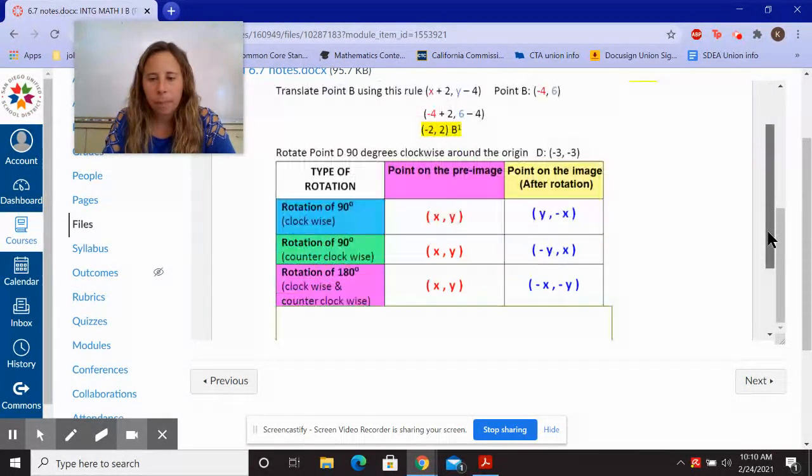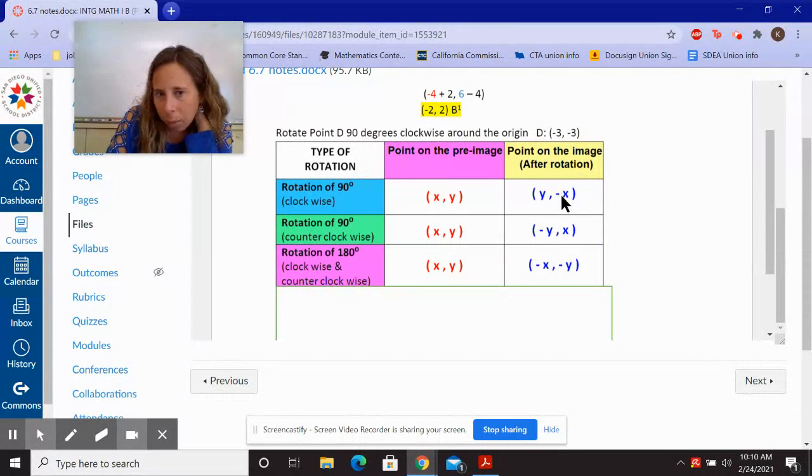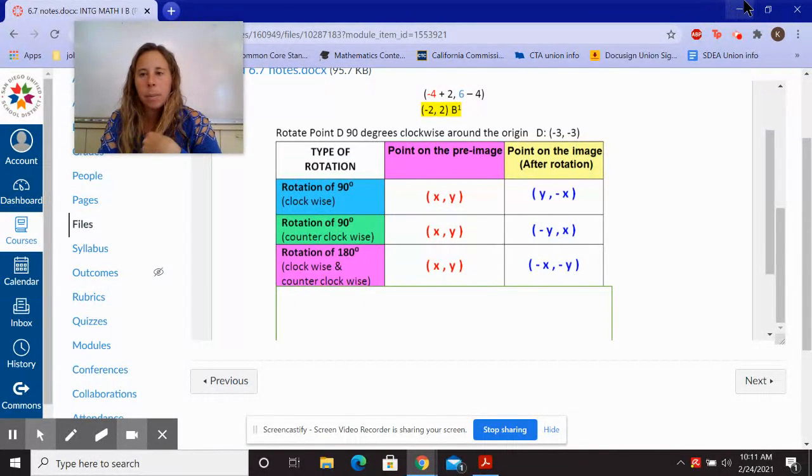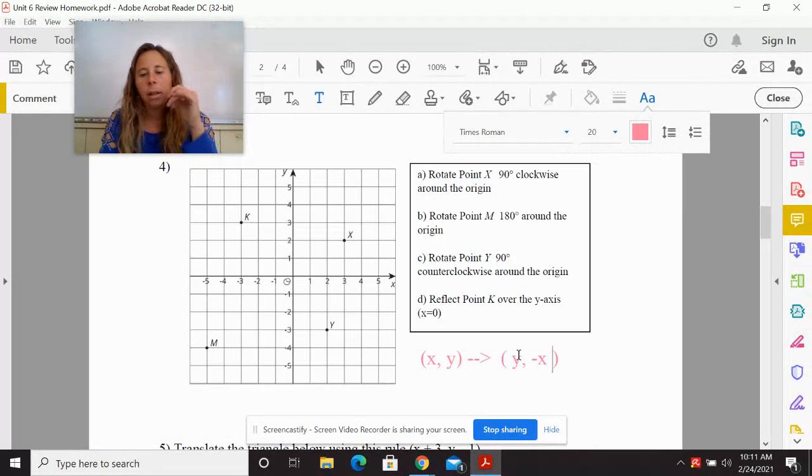Okay. Here we go. So we're going 90 degrees clockwise. Oh, then your X becomes the opposite. So Y, negative X. Okay, my bad. That's why I wanted to double check. Negative X. Okay.